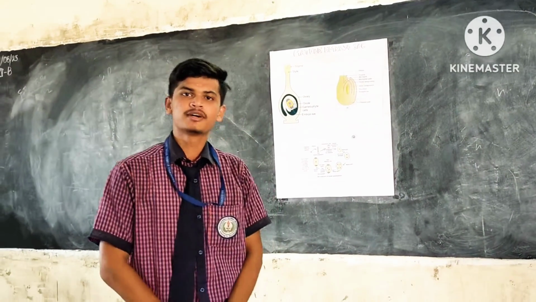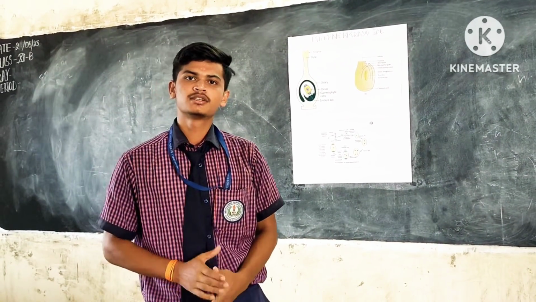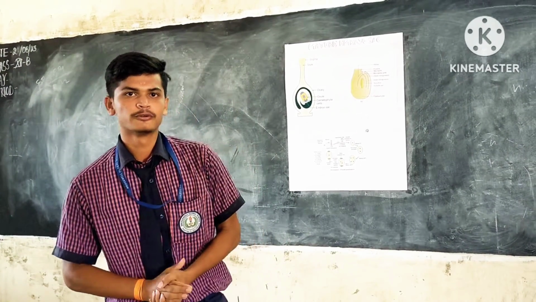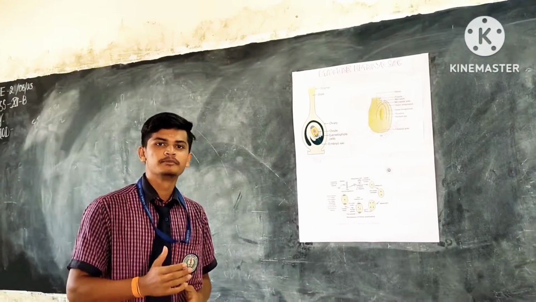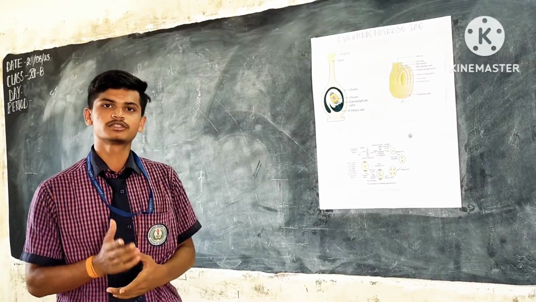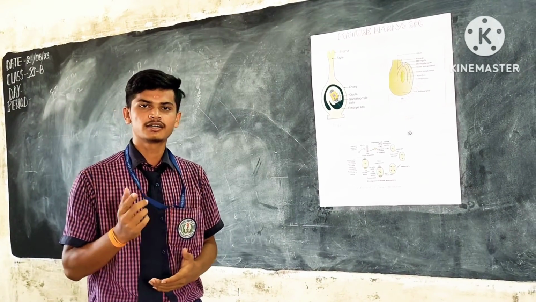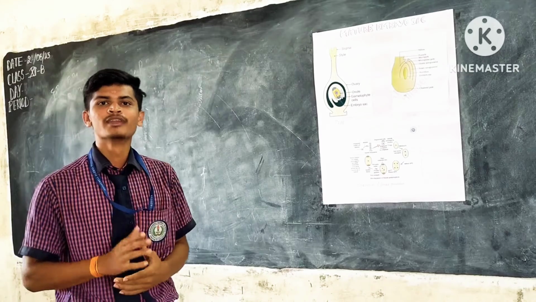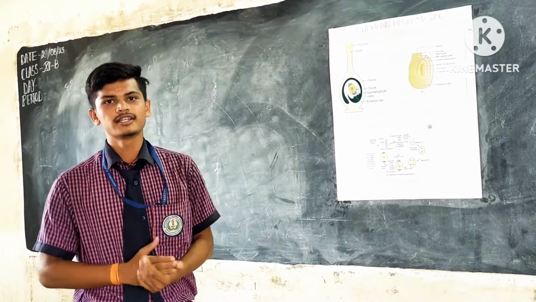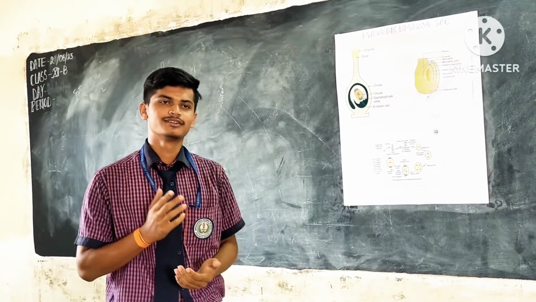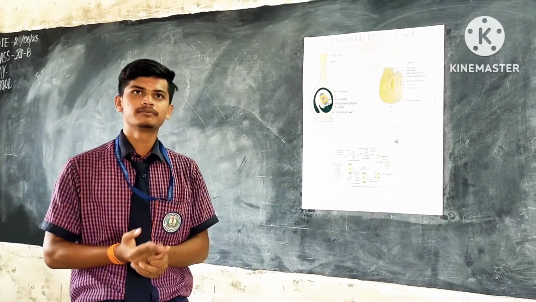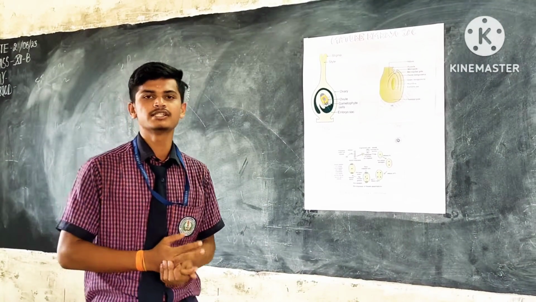Good morning everybody. My topic is the pistil and megasporangium. Pistil is the female reproductive structure of the flower. It constitutes the gynoecium. Gynoecium is the female reproductive part of the flower. It may be composed of a single pistil, known as monocarpellary, or more than one pistil, known as multicarpellary.